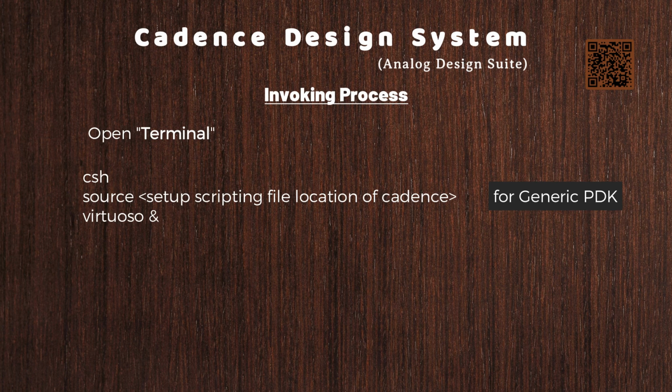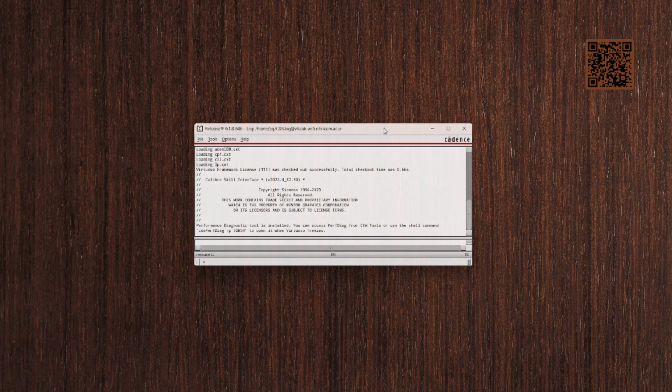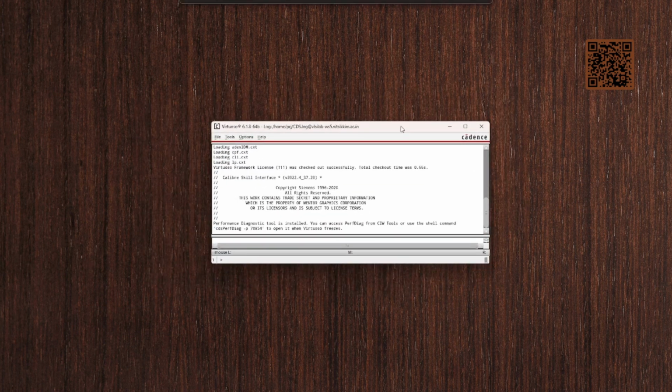And if you are using SCL PDK, you need to enter all of these commands. You can shorten these commands into a single command. That all depends on you, how you are going to organize things. Okay, so after invoking the Virtuoso tool, if everything is okay, this will pop up. This is called the cds.log window.